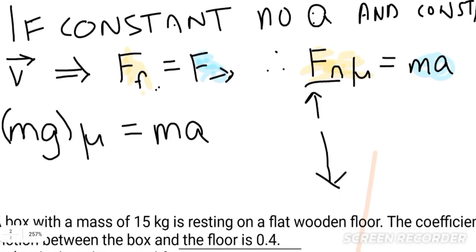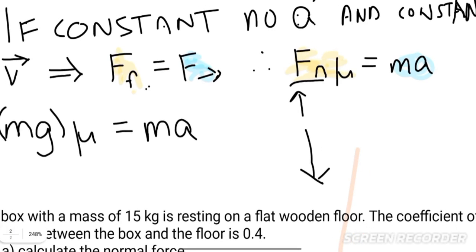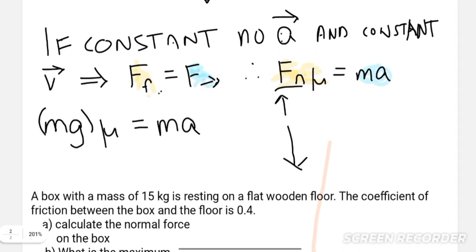All right, if there's no acceleration, in other words, if the velocity is constant, then the frictional force is going to be the same as the force actually pulling the object. So if you see that it's at a constant velocity, they're the same. So just set them equal to each other. You can break it down like I did here.